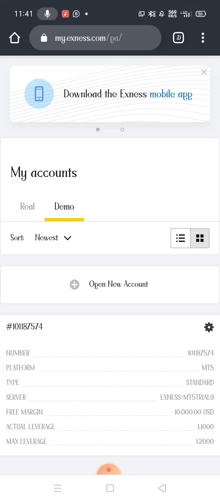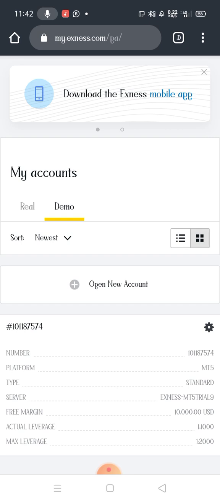After installing the XNES app, because you will be installing the XNES app, and after having an account, signing up, the next thing you do is to connect this XNES account to your MT5 app. That's what you're going to do.